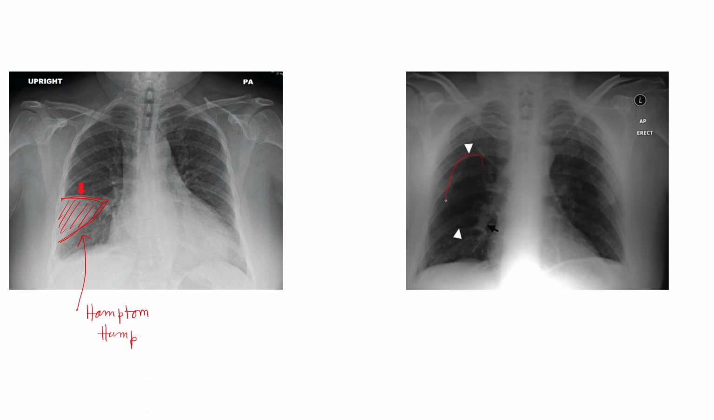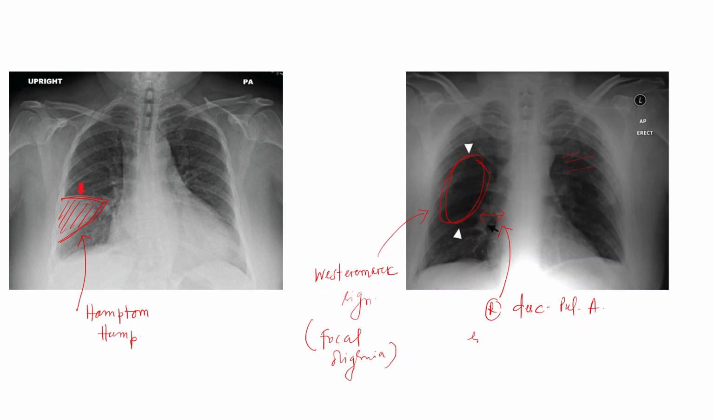Here you can see there is a focal oligemia. Oligemia means there is reduced blood flow. You can see there are no vessels on this side. On the left side you can see there are vessels, but here you can see there are no vessels. So this finding is known as Westermarck sign, which is focal oligemia. And one more finding is you can see this is enlarged. This is the right descending pulmonary artery, which is enlarged. And this is known as the Palla sign.